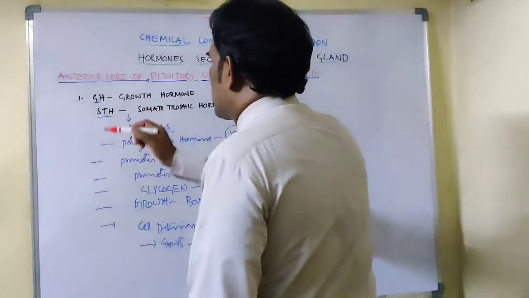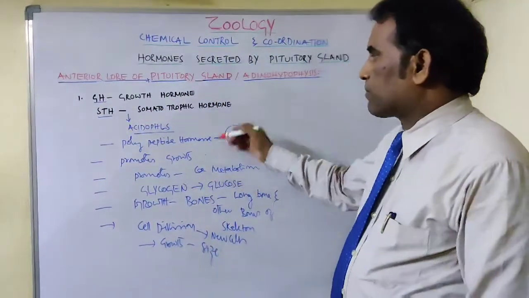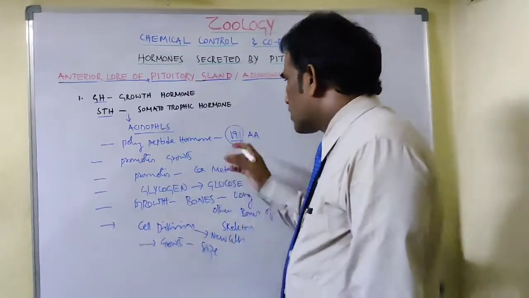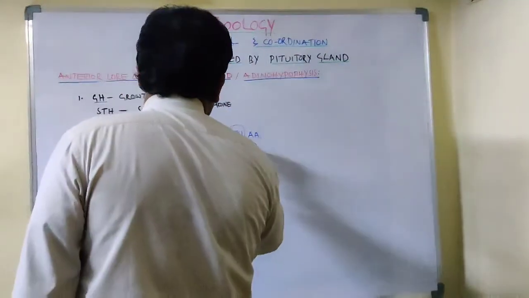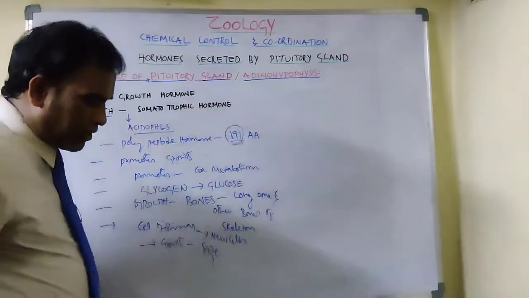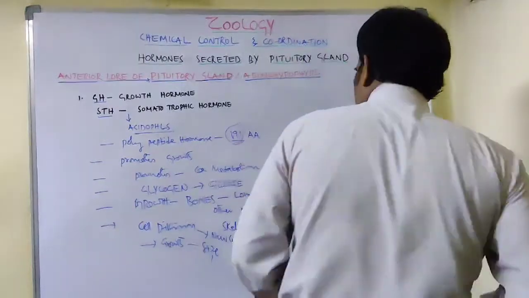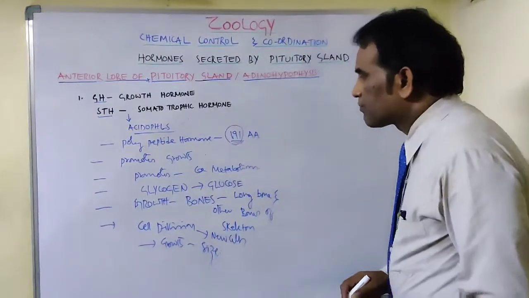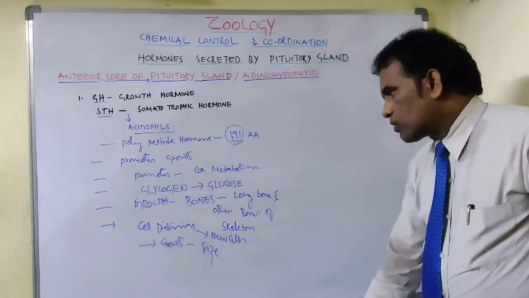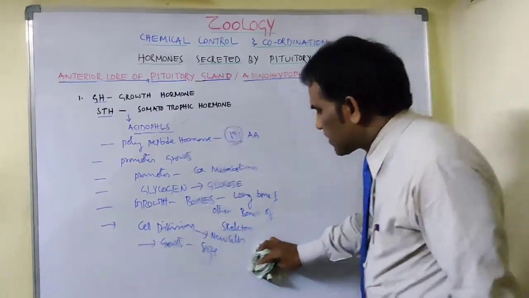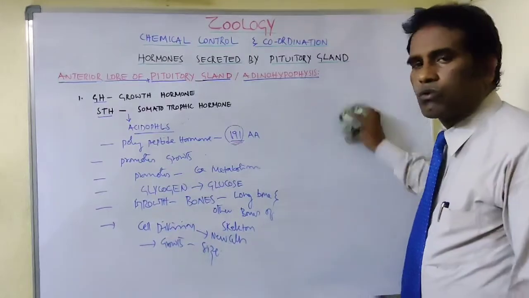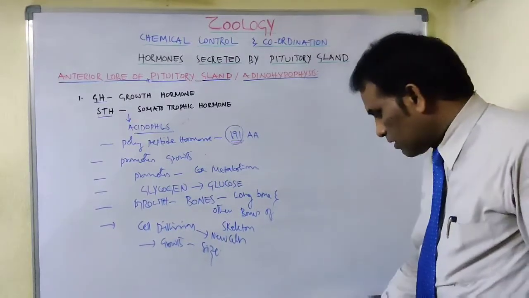The growth hormone is also called somatotrophic hormone. It is a peptide hormone secreted by acidophils. It is a polypeptide hormone formed by 191 amino acids. It promotes metabolism and the growth of the bones, long bones and other bones of the skeleton, and promotes cell division. As a result, new cells are formed, which leads to growth of the body.